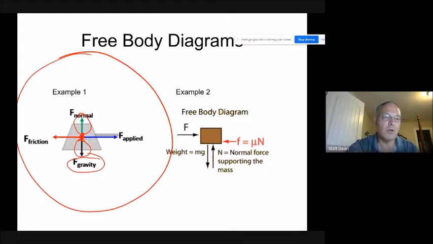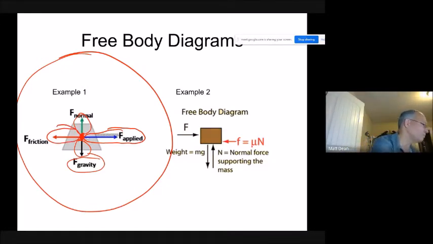In this case, we also have an applied force that's pushing or pulling, rather, the box. So that's this arrow. And then we have a frictional force that always acts in the opposite direction of motion. Now it looks to me like the blue arrow is a little bit longer than the red arrow. That's telling me that we have a net force acting to the right, which means that this box is going to accelerate to the right because there's a net horizontal force pulling it to the right.